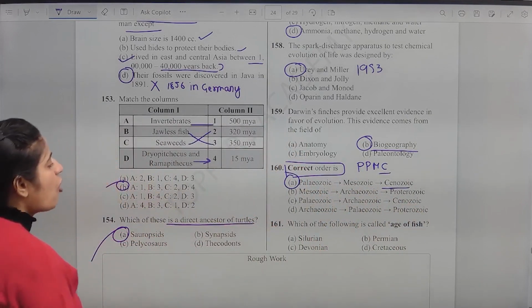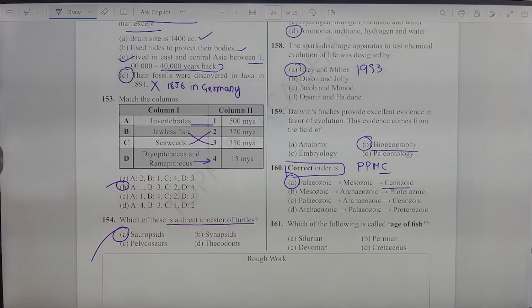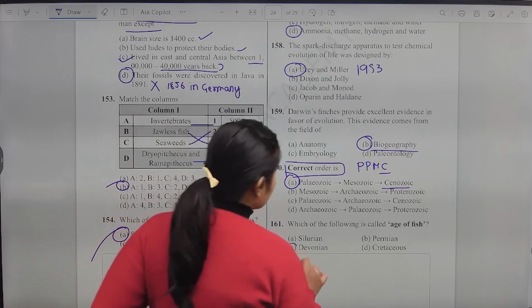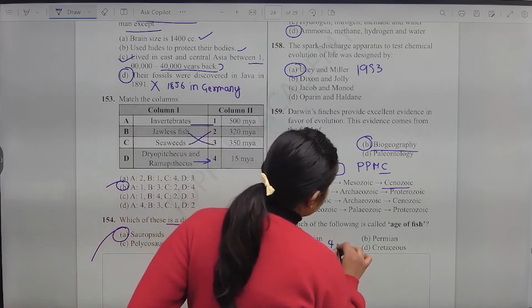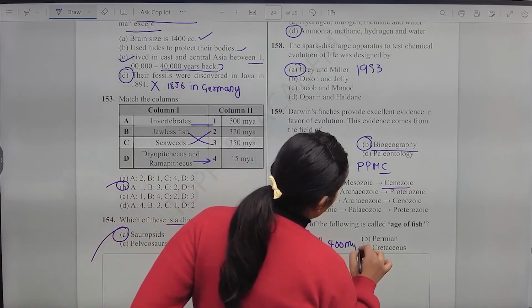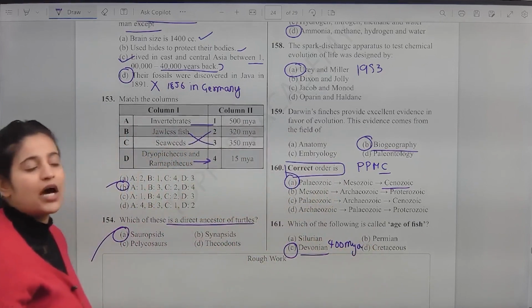Next is, which of the following is called the age of fish? Which is the Devonian, which is around 400 million years ago. Okay, you have to learn the data.